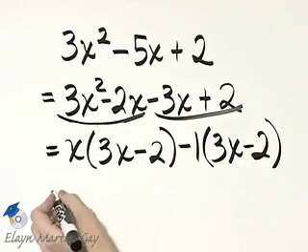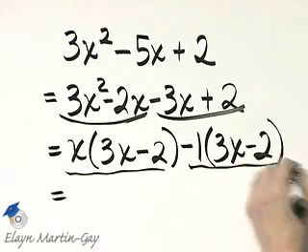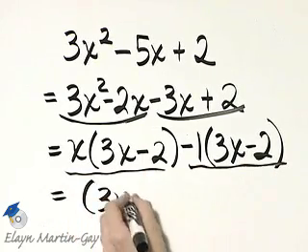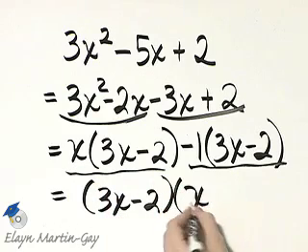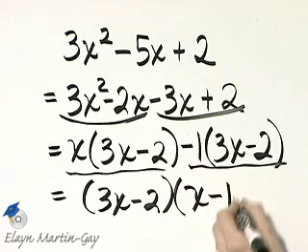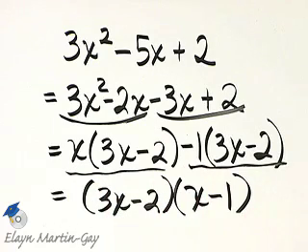And you can check by multiplying, but now notice that these two terms have a common factor of 3x minus 2. When I factor it from here, I have x minus, when I factor it from here, 1. There's my factorization.